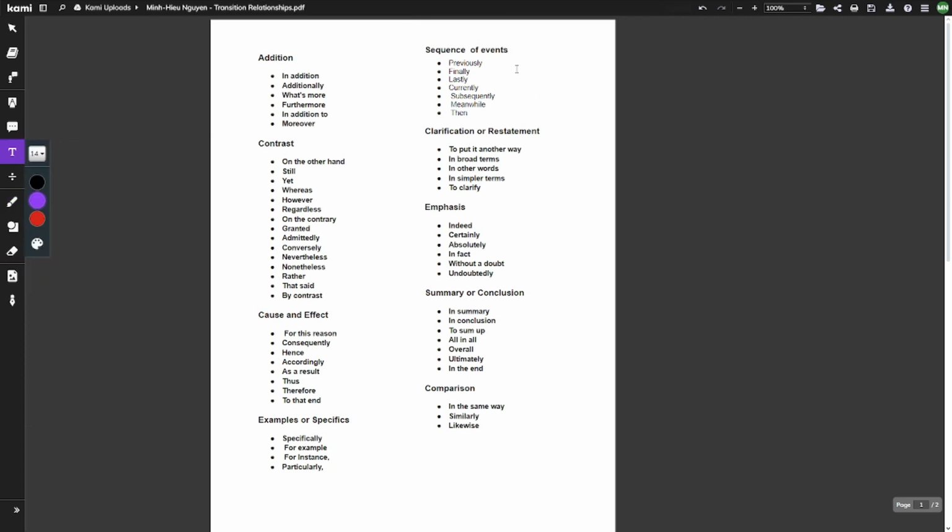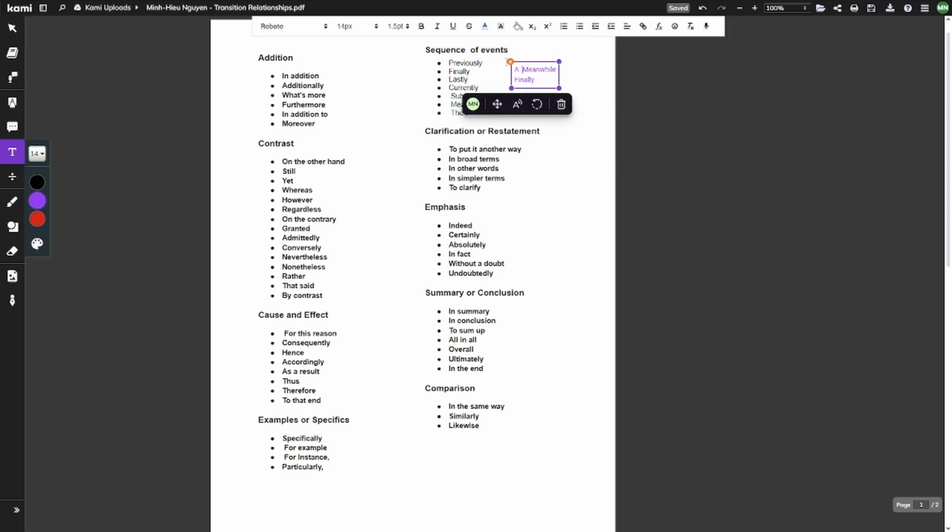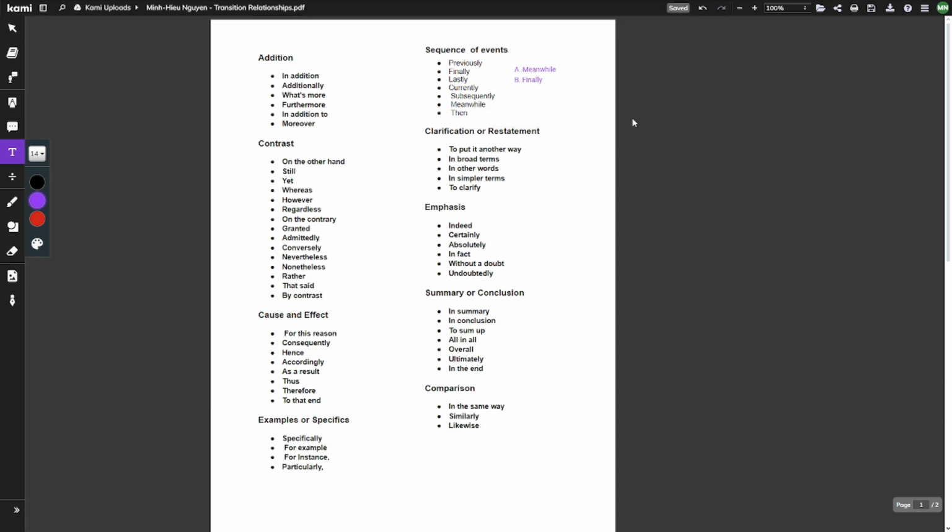The next thing is that with these sequence of events words, it's pretty obvious that you don't want to instantly cross them out just because they're the same category. Let's say I had meanwhile and then finally. Meanwhile means at the same time, and finally means the last thing you did, and those aren't the same thing, so you don't want to just instantly cross them out.